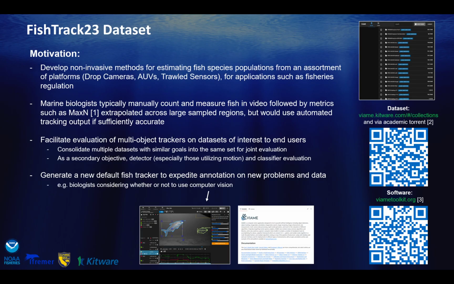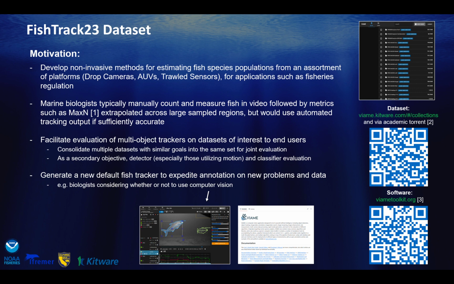One of the main goals of the FishTrack dataset is to help develop non-invasive methods for estimating fish species populations in an assortment of different regions. Data might come from drop cameras, automated underwater vehicles, trawled sensors, and be useful for applications such as fisheries regulation.